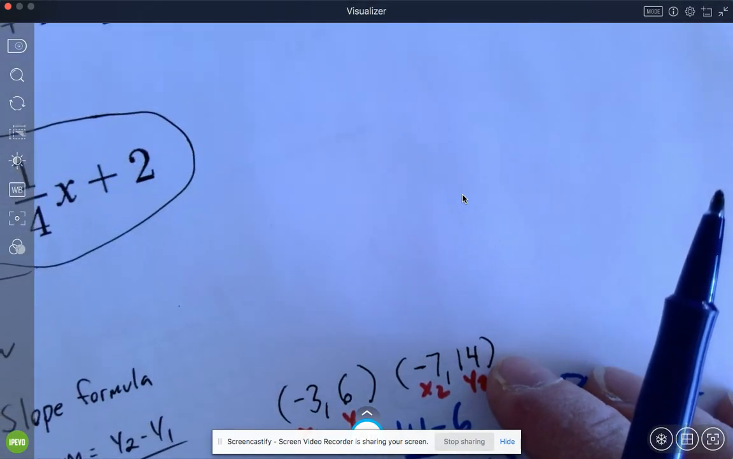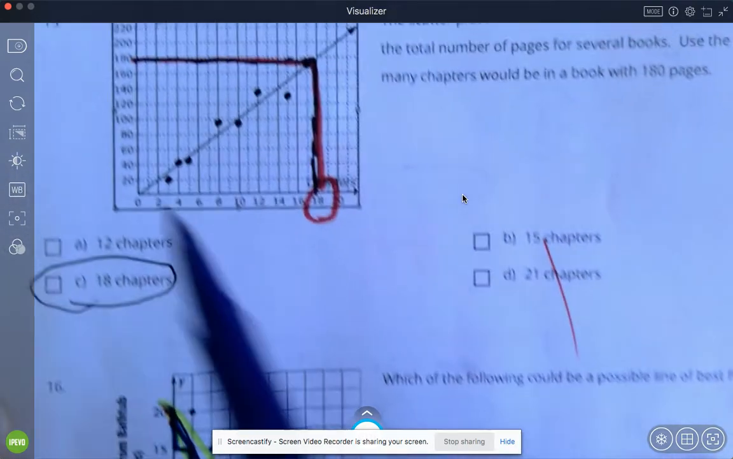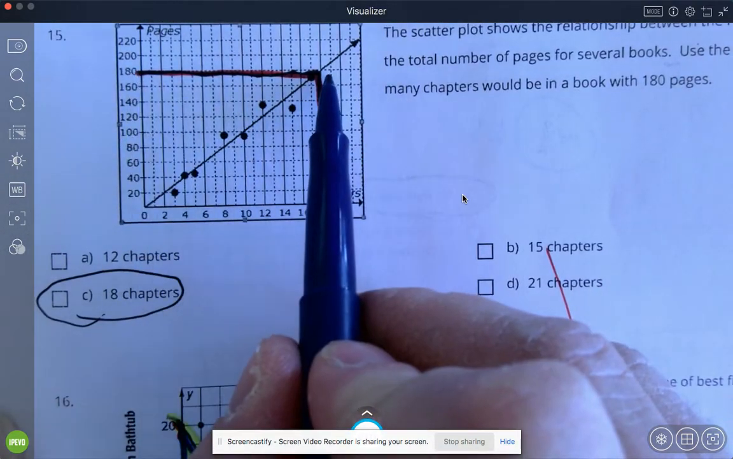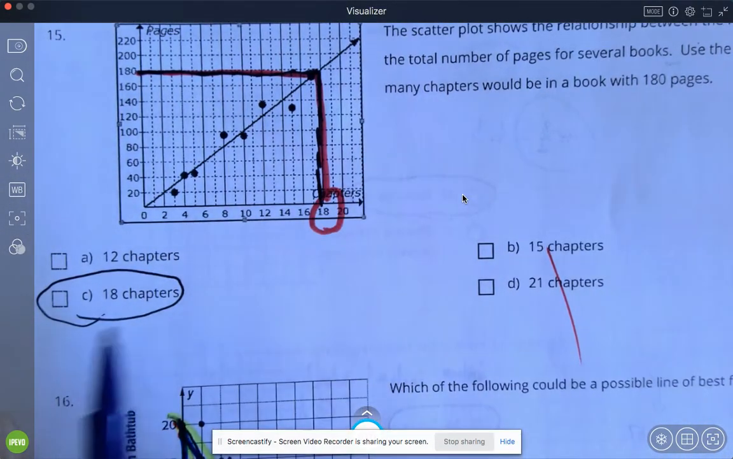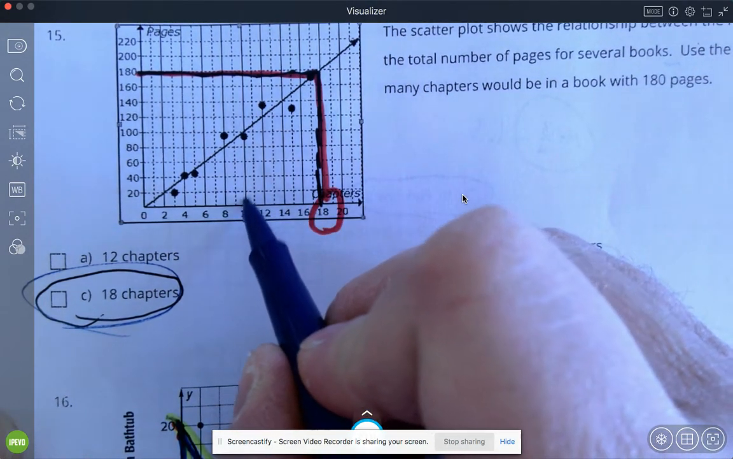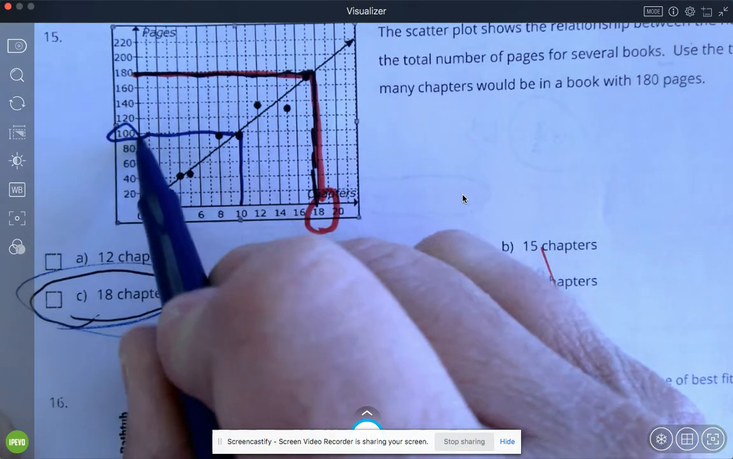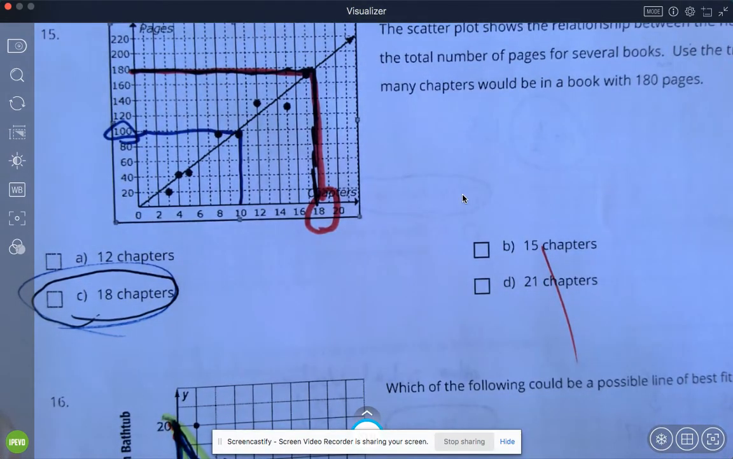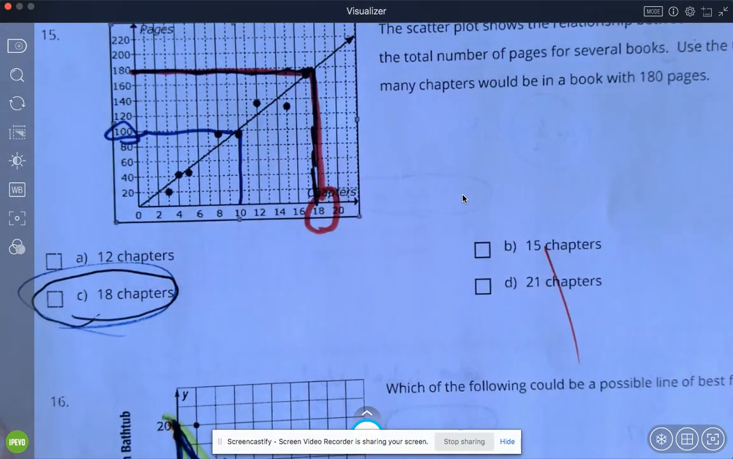Then we got into scatter plots, making predictions. All right, 180 pages. Boom, 180. Over to my line. Down, 18 chapters. Too easy. Okay, if I want to make a prediction for like 10 chapters, roughly 100 pages. That sounds like 10 pages per chapter if I was doing that math.